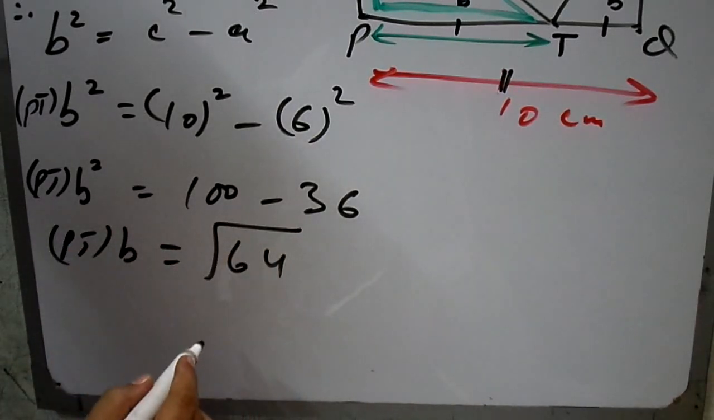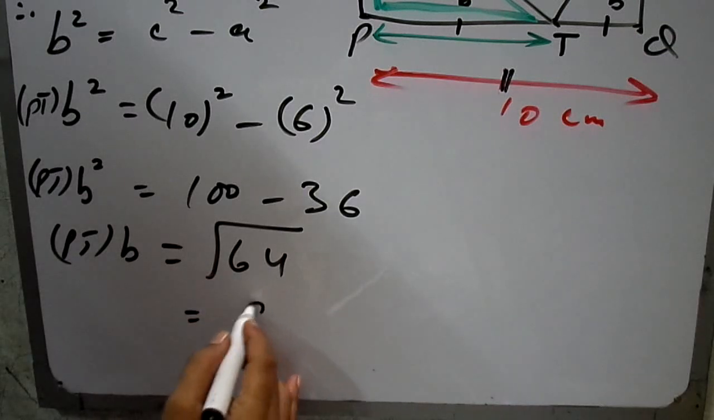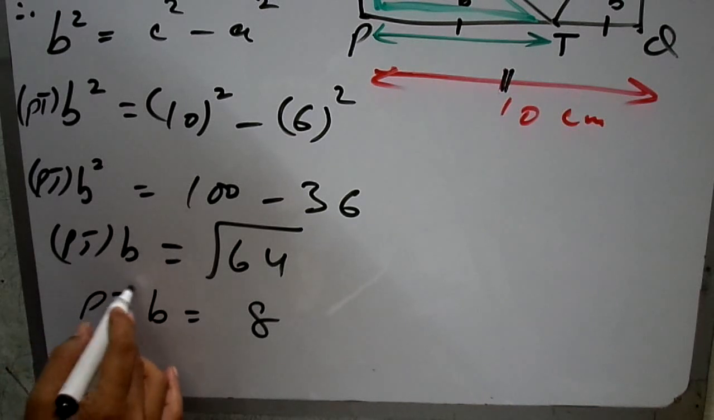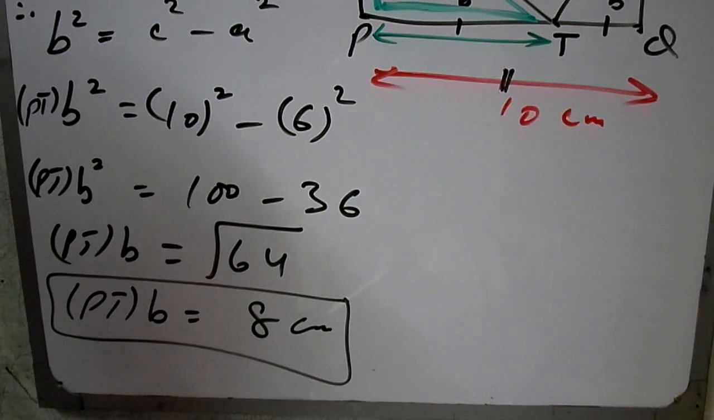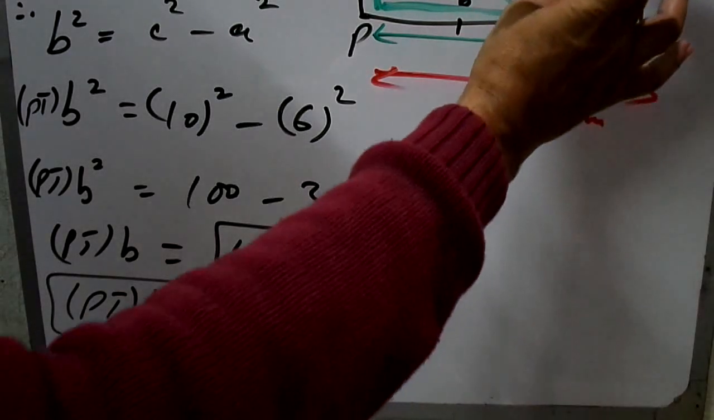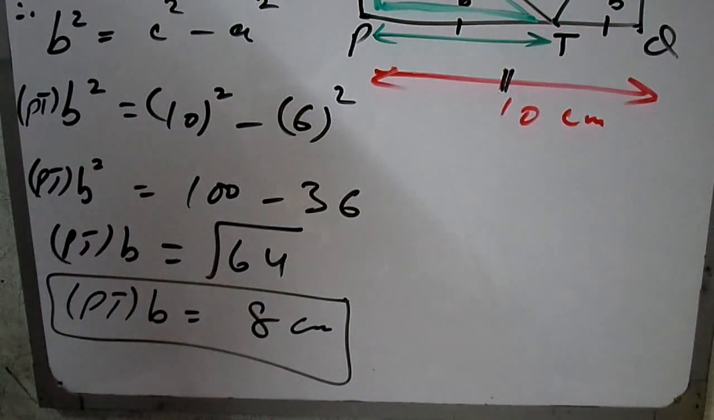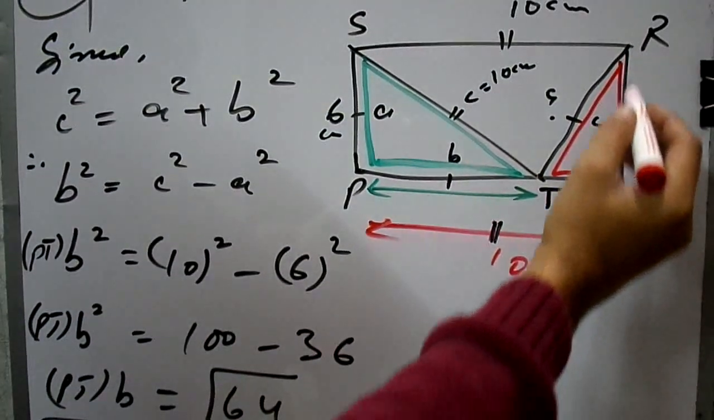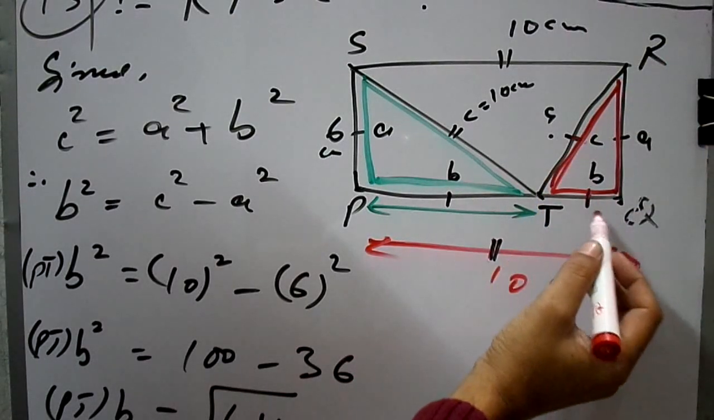You need the value of B, that is PT, so it will be in under root form. Now you can see here 8 eights are 64. So the value of B, that is PT, is equal to 8 centimeter. So you have to find the value of RT. It means you should know this portion. What is the value of this portion? Now in this triangle, you have to find the value of C, that is RT.